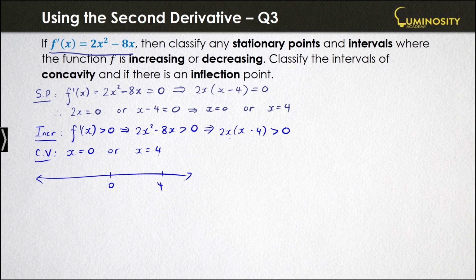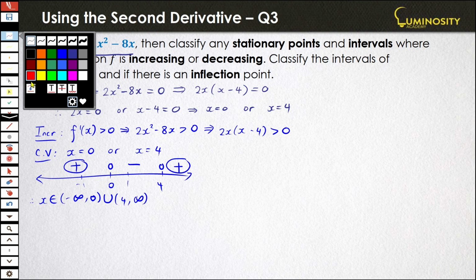If I take 5, 2 fives are 10, 5 minus 4 is 1, so it's going to be a positive number. Then if I take a number between, let's say 1, I get 2 times 1 is 2, and then 1 minus 4 is negative 3, so when I multiply it, I get a negative output. And if I take negative 1, then it's negative 2 times negative 5, which is a positive output. So intervals of increasing is when it's positive on the number line. That means x is an element of negative infinity up to the stationary points, 0 and 4. So up to 0, and then it takes a break and joins up again at 4 to infinity.